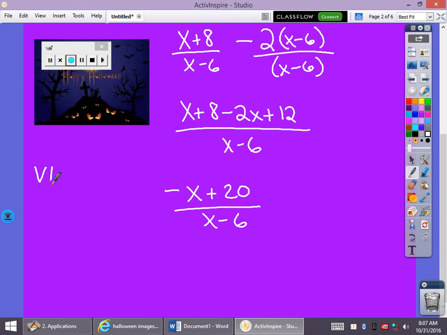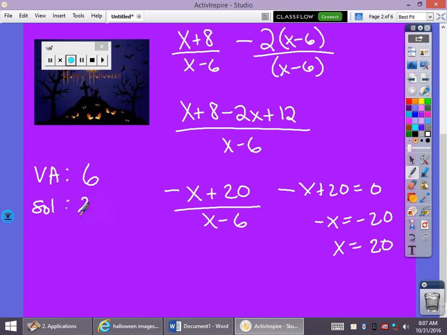What's my vertical asymptote? 6. And my zeros are a little bit tricky. Let's show the work because it's a negative x. So negative x plus 20 equals 0. Negative x equals negative 20. Therefore, x equals 20. So my solution is 20. Now what do I need to do? I need to make a sign chart, okay? What are the two values my sign chart has to have? 6 and 20.